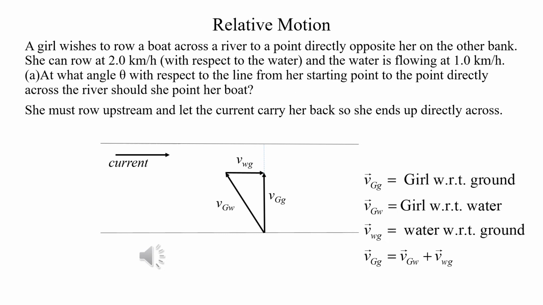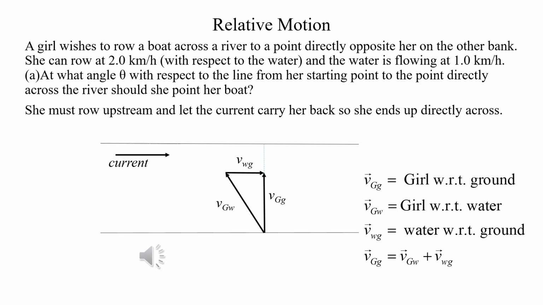Okay, so here we have the diagram. She wants to go directly across the river. That's the dotted line in the diagram. And assume we have parallel banks here, and the current is flowing to the right. So she has to point her boat upstream, and then the current will carry her back to the line that goes directly across. So we want to find the velocity of the girl with respect to the ground.